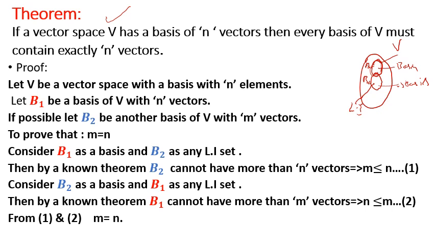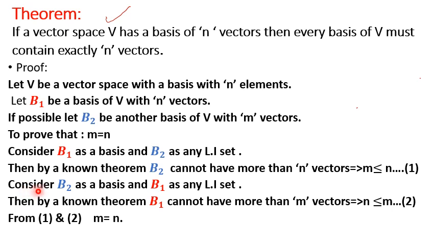Now, what did we prove in the previous theorem? If a basis has n vectors, every linearly independent set cannot have more than n vectors. Then by a known theorem, this B2 cannot have more than n vectors because B1 has n vectors and B2 is linearly independent. How many vectors does B2 have? m vectors. This m cannot be more than n, so m should be less than or equal to n. This is the first argument, taking B1 as a basis and B2 as any linearly independent set.